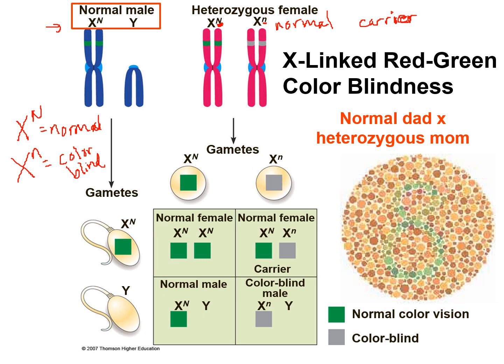Okay, and then if you look at this circle over here on the right, hopefully you see an 8. And if you don't see an 8, then you're probably colorblind. You have red-green color blindness.